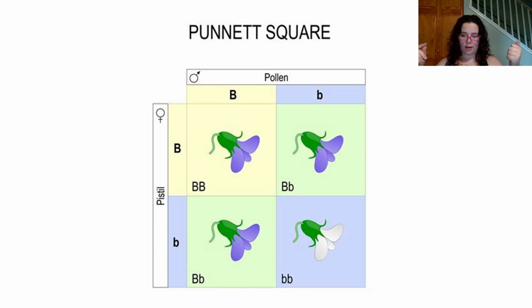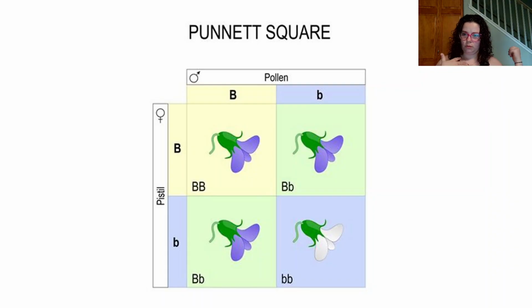Pause the video after my spiel if you'd like to practice. But what vocab words do you remember? What concepts do you remember? Try and list as many as you can. Just try on this Punnett square.